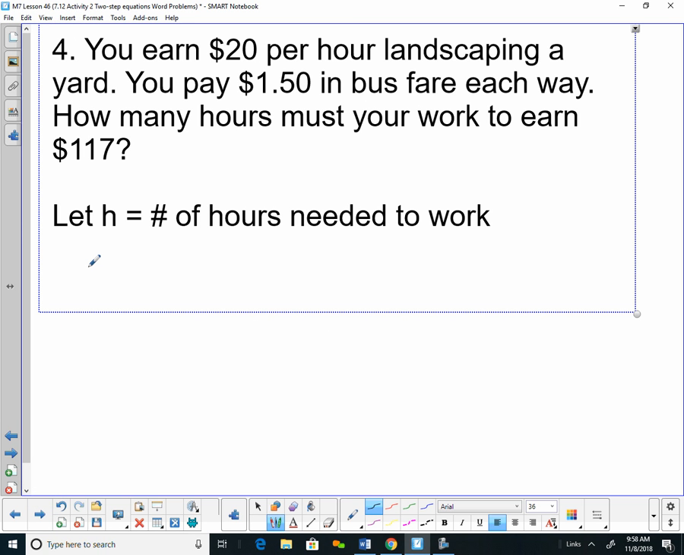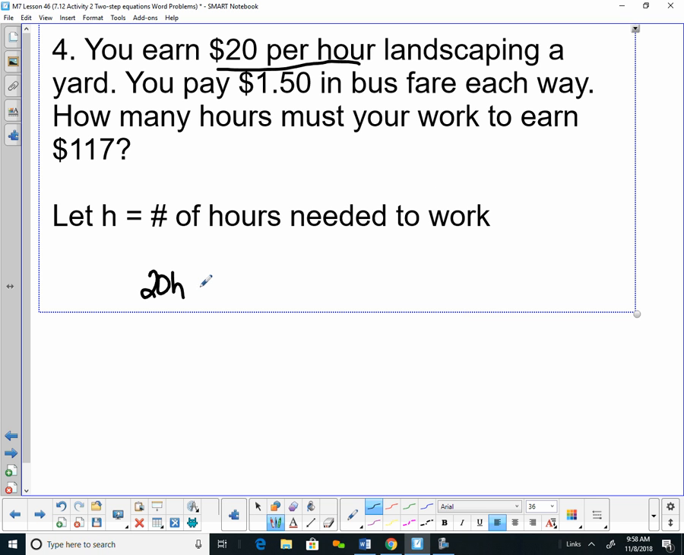Okay. You earn $20 per hour landscaping a yard. You will pay $1.50 in bus fare each way. How many hours must you work to earn $117? Well, the $20 per hour is telling me my 20 times H, plus I'm paying a bus fare of $1.50 each way. So I've got to get to work and back.